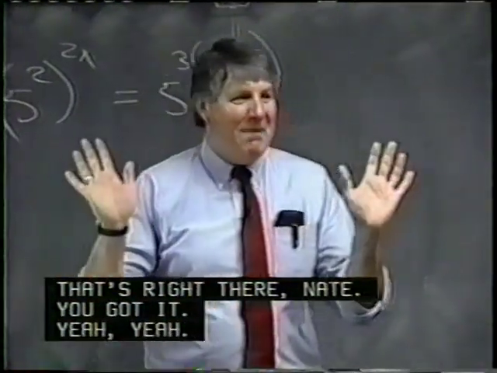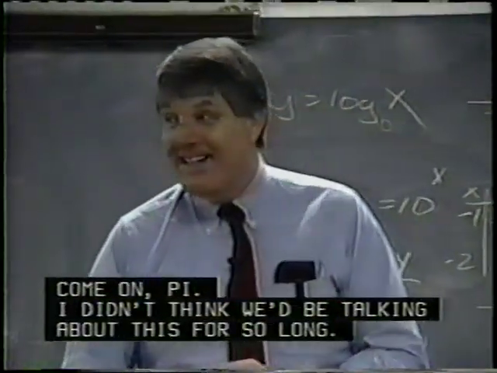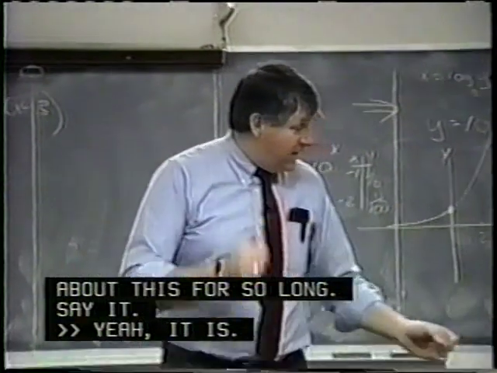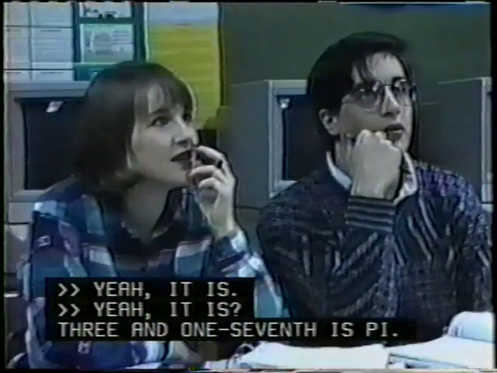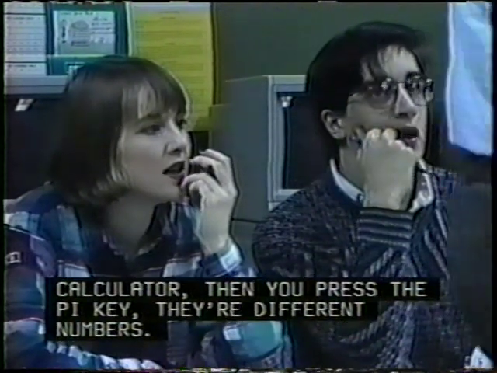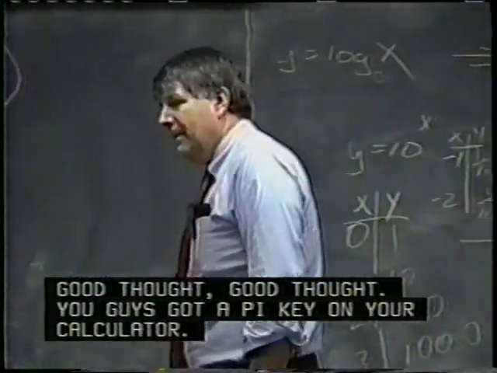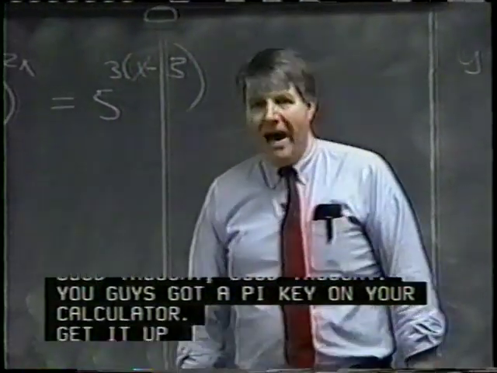Tell me, guys. Come on, pi. I didn't think we were going to be talking about this for so long. Say it. Yeah, it is. 3 1/7 is pi. No, because if you do it on your calculator and then you press the pi key, they're different. Let's try it. Thank you very much, Evan. Good thought. You guys got a pi key in your calculator. Get it up there, pi. Now compare that with 3 1/7.